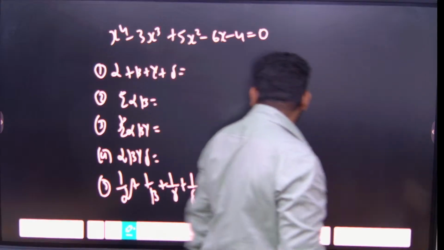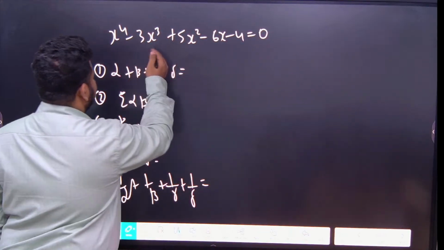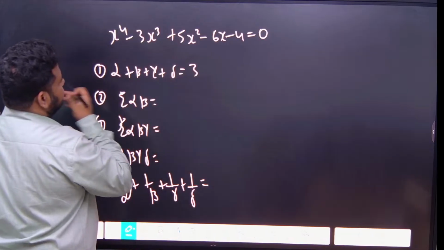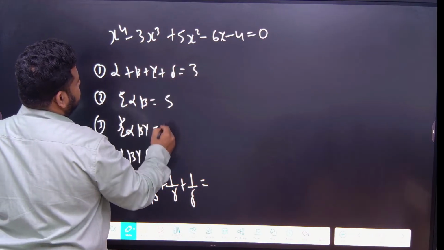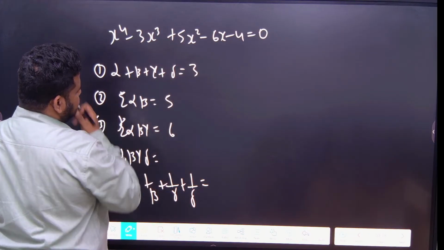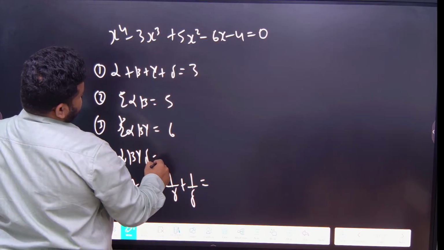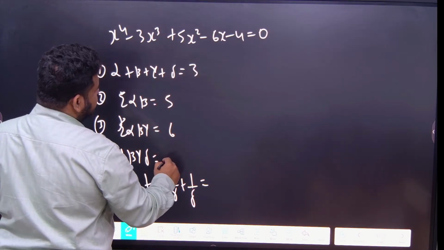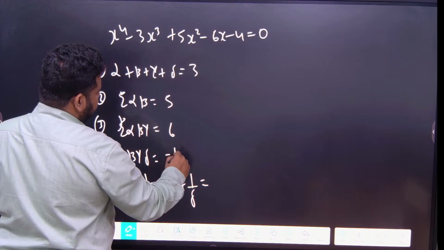Okay, this is the thing. Now alpha plus beta, what can I write it as? 3. This will be what? 5. This will be what? 6. What will this be? Minus 4, right? Minus 4 only, that's all.